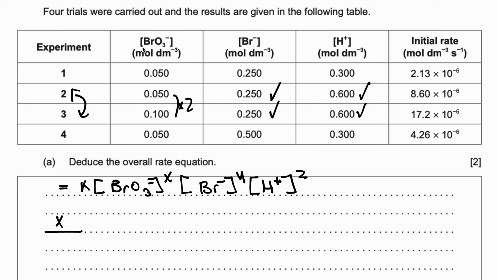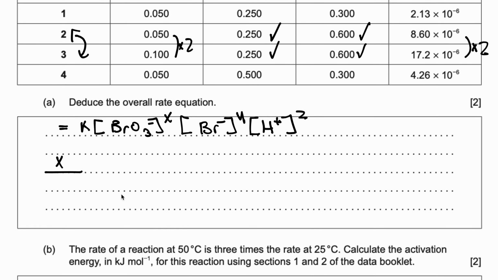Okay, so when the concentration of bromate is doubled, I can see that the initial rate is also doubled. So when the concentration and the rate increase or decrease by the same factor, we know that the reaction is first order. So I can say that BrO3⁻, X, is first order.